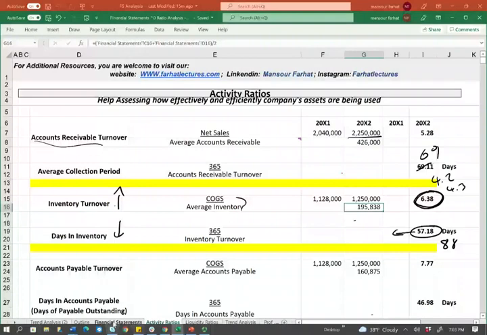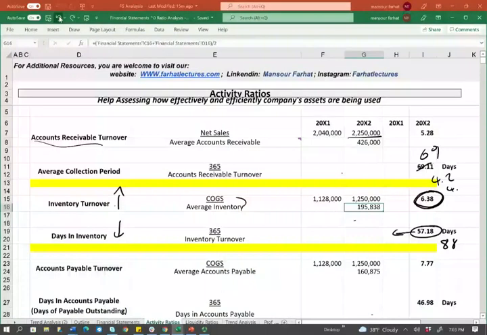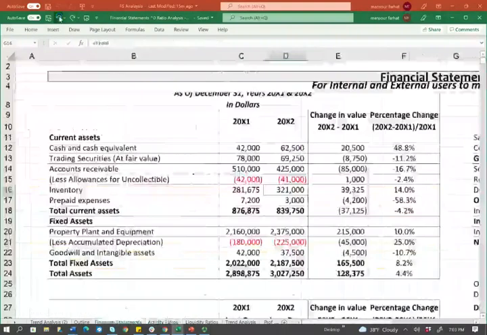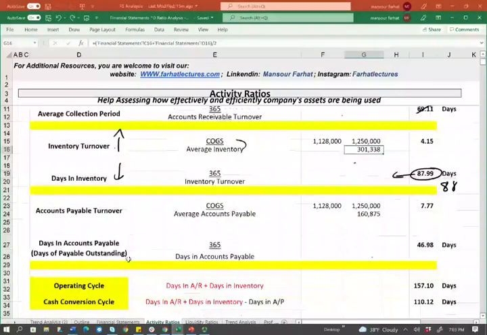It could be that they're understating their inventory. That could be a reason why this happens. They are understating their inventory. That could be the reason. So that's why the ratios help us understand if there is something unusual with the company. If there's something unusual, that's how it helps auditors.